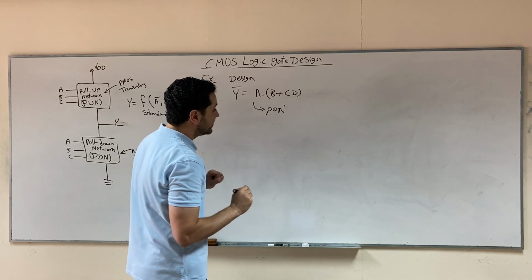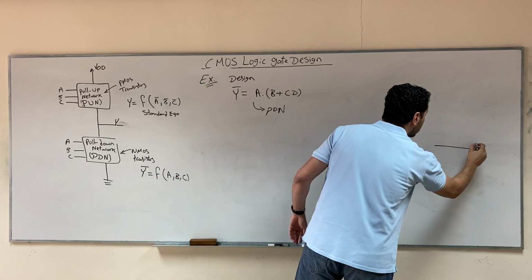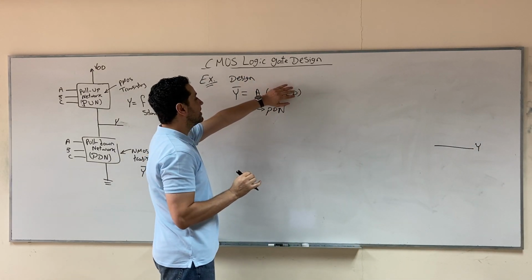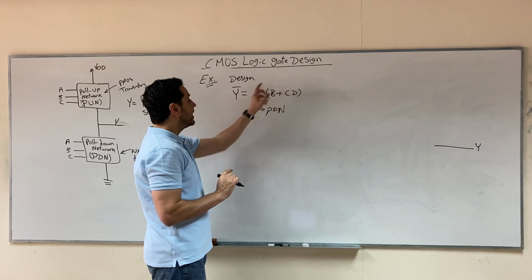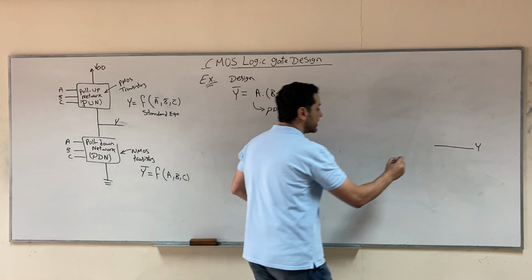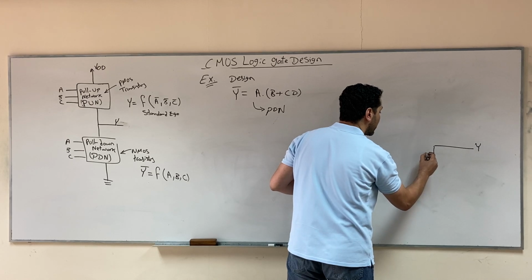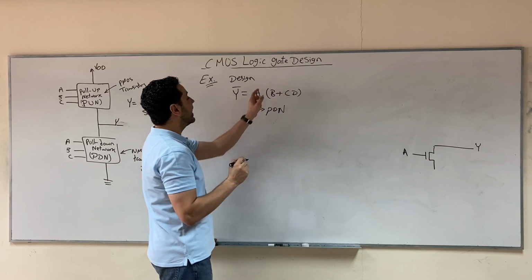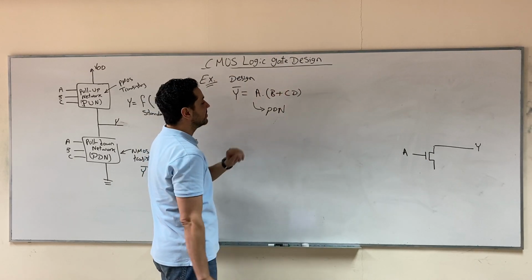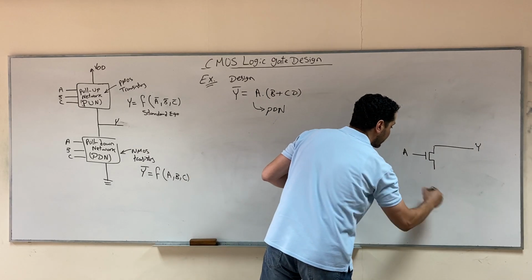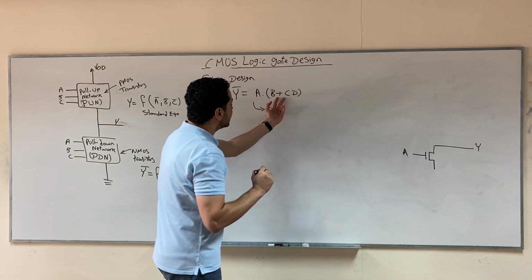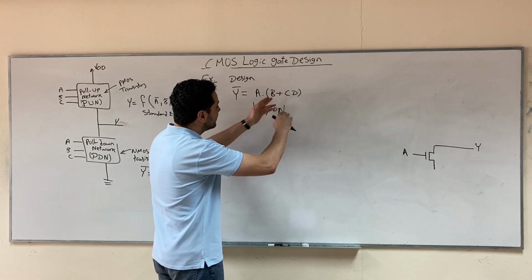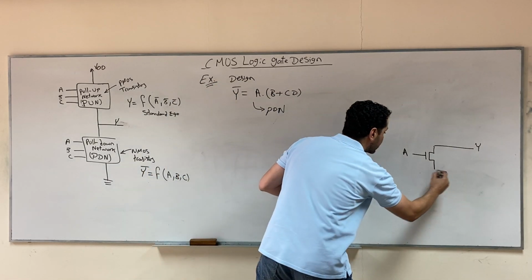So the pull-down network will be, this is Y, A and some block, which means that we have a transistor in series with a block. We have a transistor operated by A, and some block means it's in series with something. And then let's look at this something. This something is B or something. B or means that we have two parallel branches.